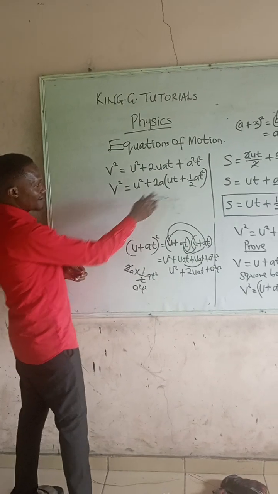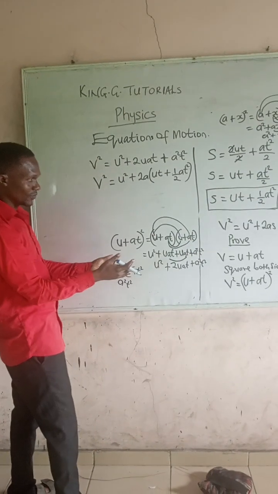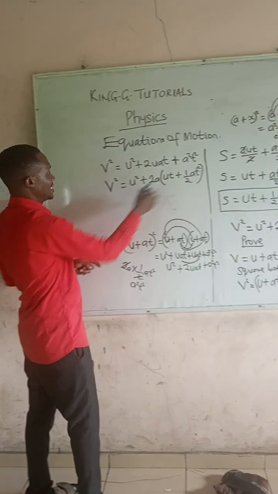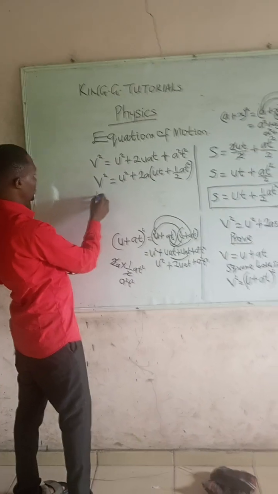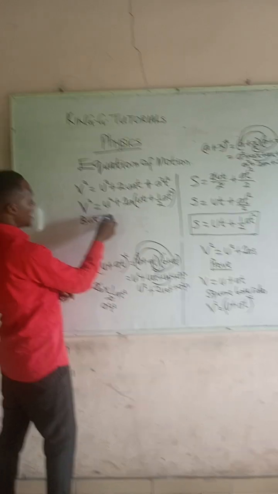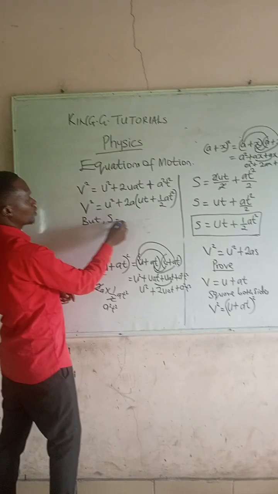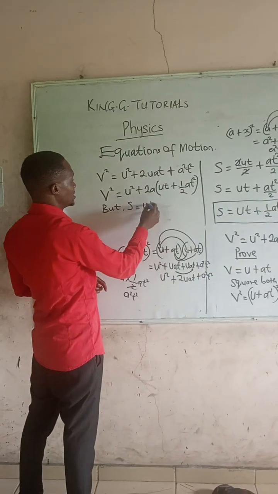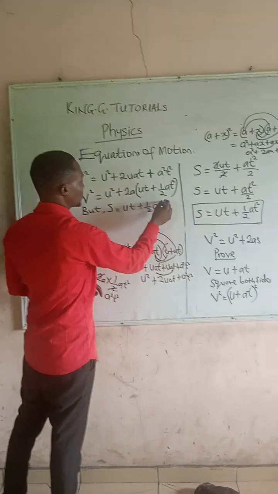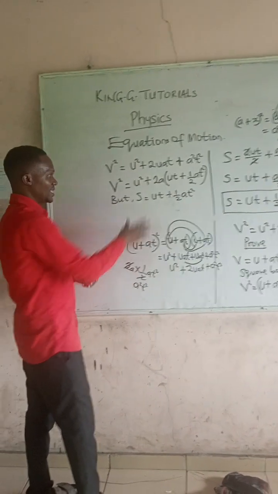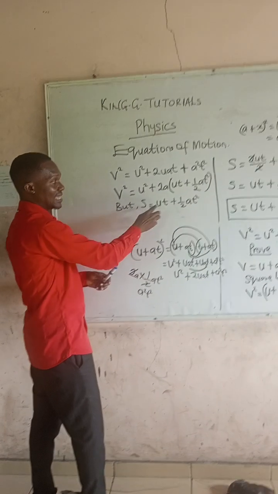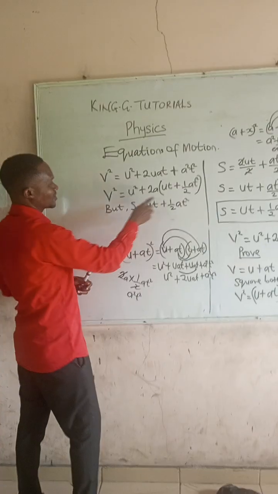So then, having known this one, does it look like what we have just done in the other equation? We said that s is equal to ut plus 1 over 2 at squared. So what do I need to do now? Since all these things are the same as s, I don't need to waste time, I just put my s here and move on.